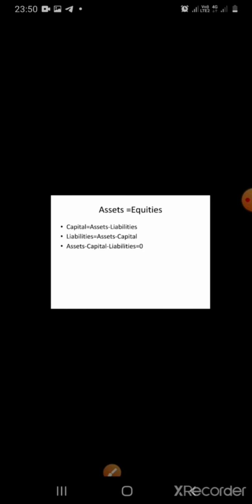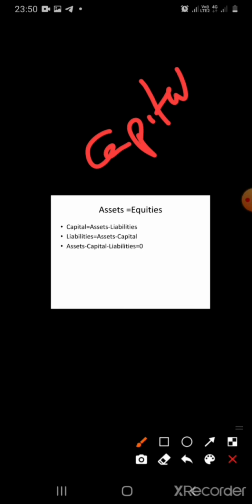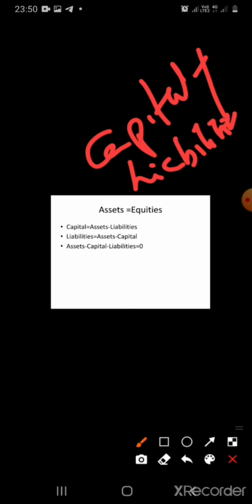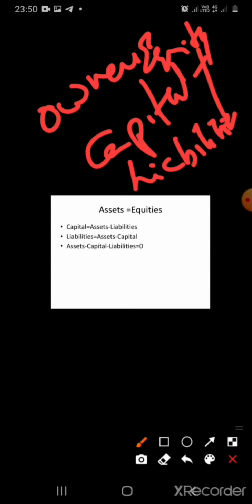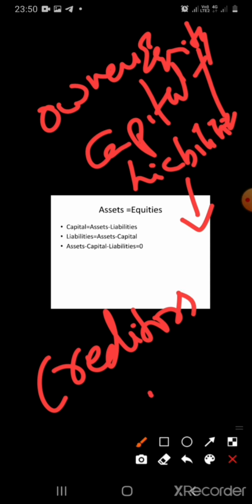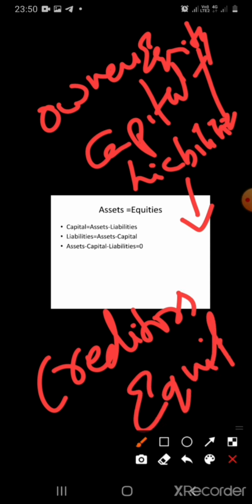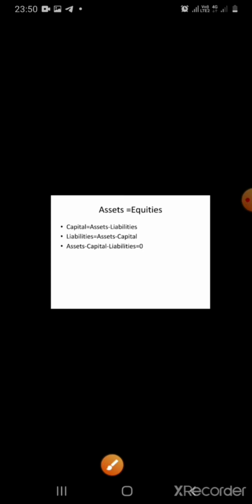Let us see, assets is equal to equities. That means here equity means capital plus liabilities. That's what we discussed. Capital means owner's equity and liability means creditor's equity. Which forms equities. That means assets is equal to equities.